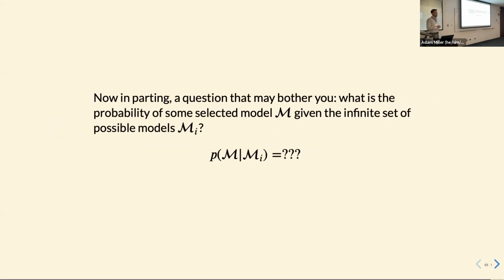But I want to ask you one last question in parting, and this question may bother you. What is the probability of some selected model m? So for the example we've been using today, a line, what is the probability of that model given the infinite set of possible models m sub i? For any data set, you could write down an infinite set of models. So what is the probability that the model you've written down is correct?